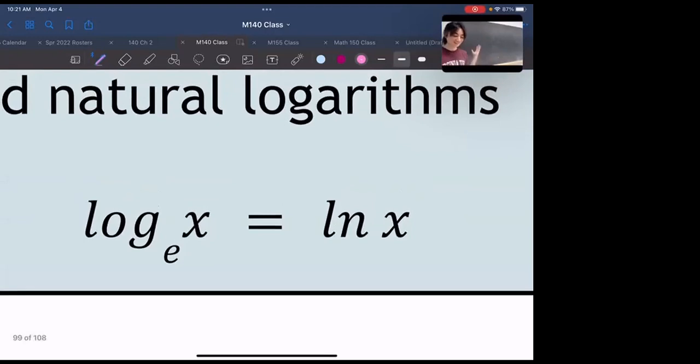ln of x is literally just log base e. The reason we have a simplification for this is because e shows up in a lot of different scenarios, right? Temperature, half-lives, anything involving chemistry, things that happen naturally in real life use that number e. So we have a little shorthand for it.